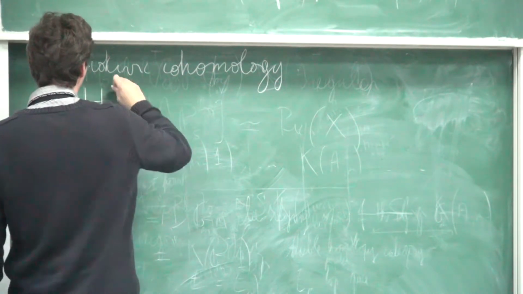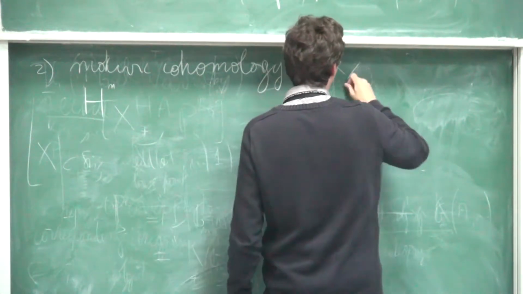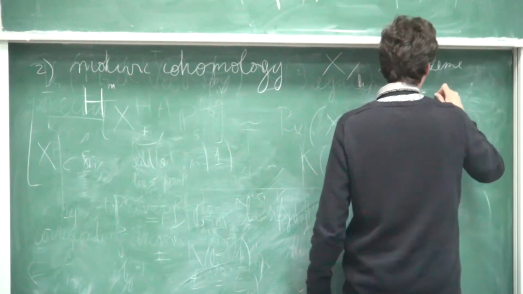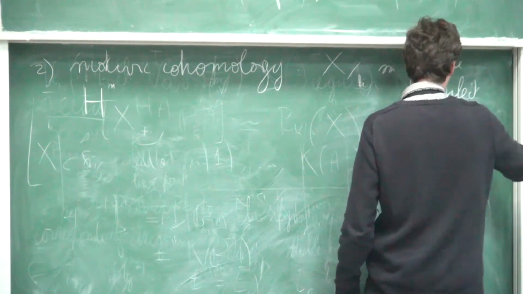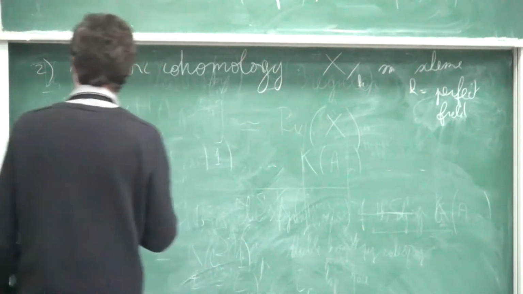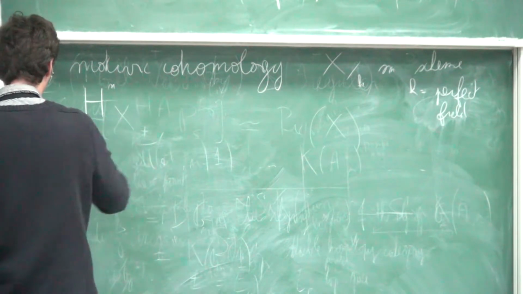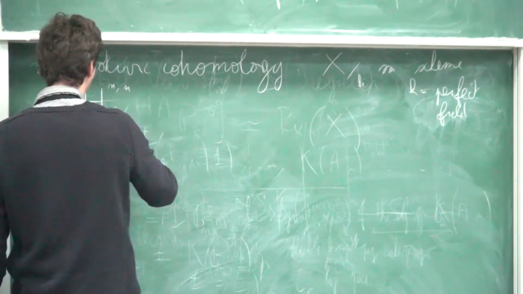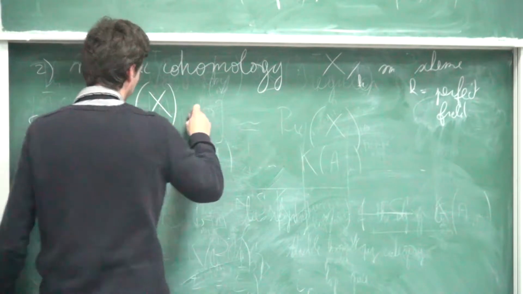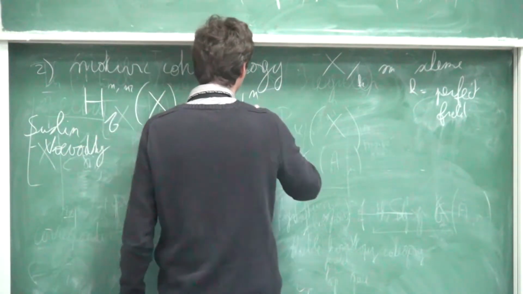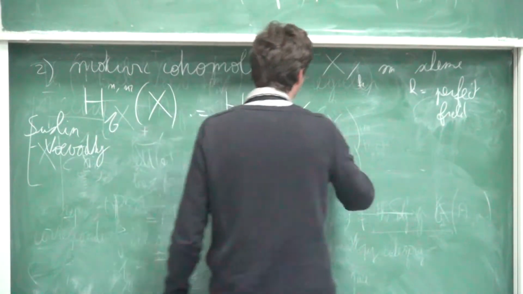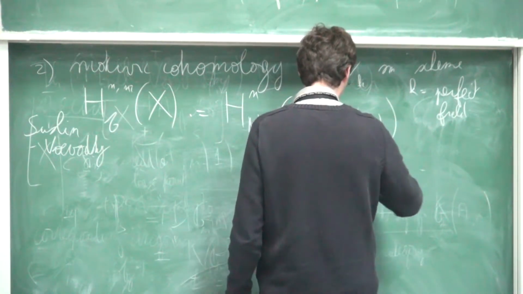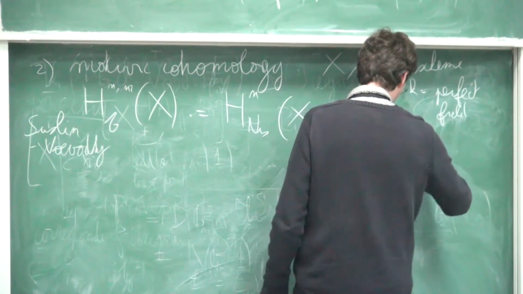So this was defined by, let's say, a smooth scheme, and again K is a perfect field. As defined by Suslin and Voevodsky, motivic cohomology, so I'll denote it like that, H^{n,m}(X), is recalled as just the Nisnevich hypercohomology of some complex denoted by Z(m), which is a Suslin singular complex.